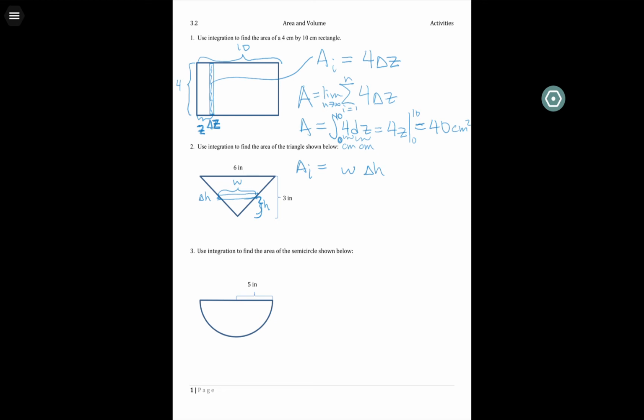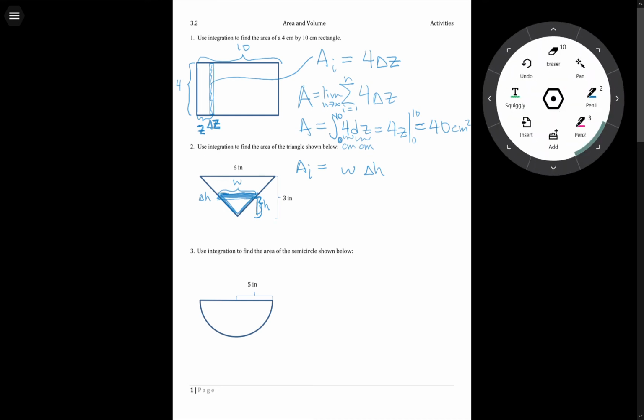Okay, so it's going to be w times delta h. So h so far doesn't even show up in this other than the delta h part. But it will need to because we're not allowed to have this secondary variable w. We need to relate that back to h. And the way we're going to do that is with similar triangles. I'm going to say I have this little triangle here, and the height of my little triangle is h, and the base of my little triangle is w. And that triangle is most definitely similar to this big triangle, whose height is 3 and whose base is 6.